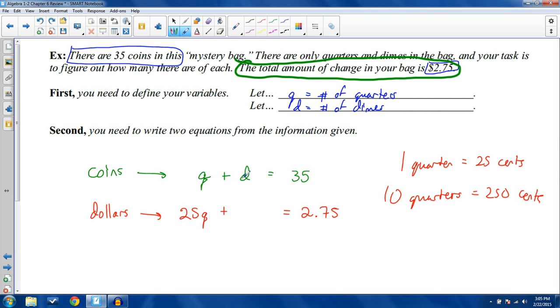Add that to, dimes are 10 cents. So same thing, I take 10 cents per dime, multiply the number of dimes there. When I add these up, I end up getting 275. Now, I promised you that I'd say that this was not correct.